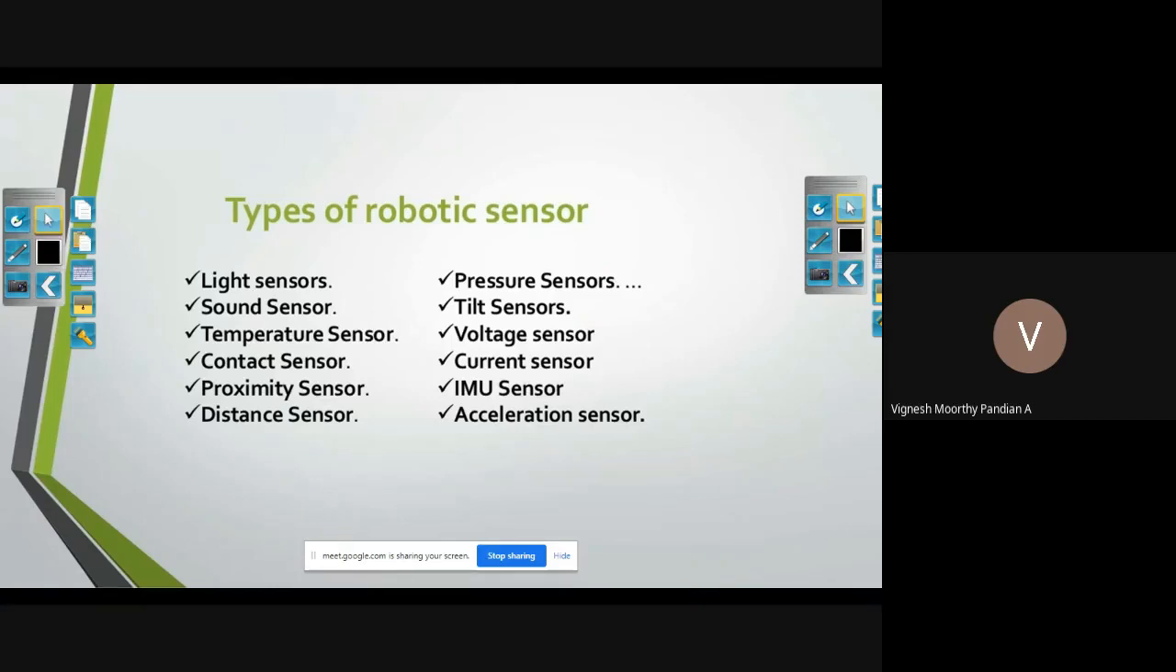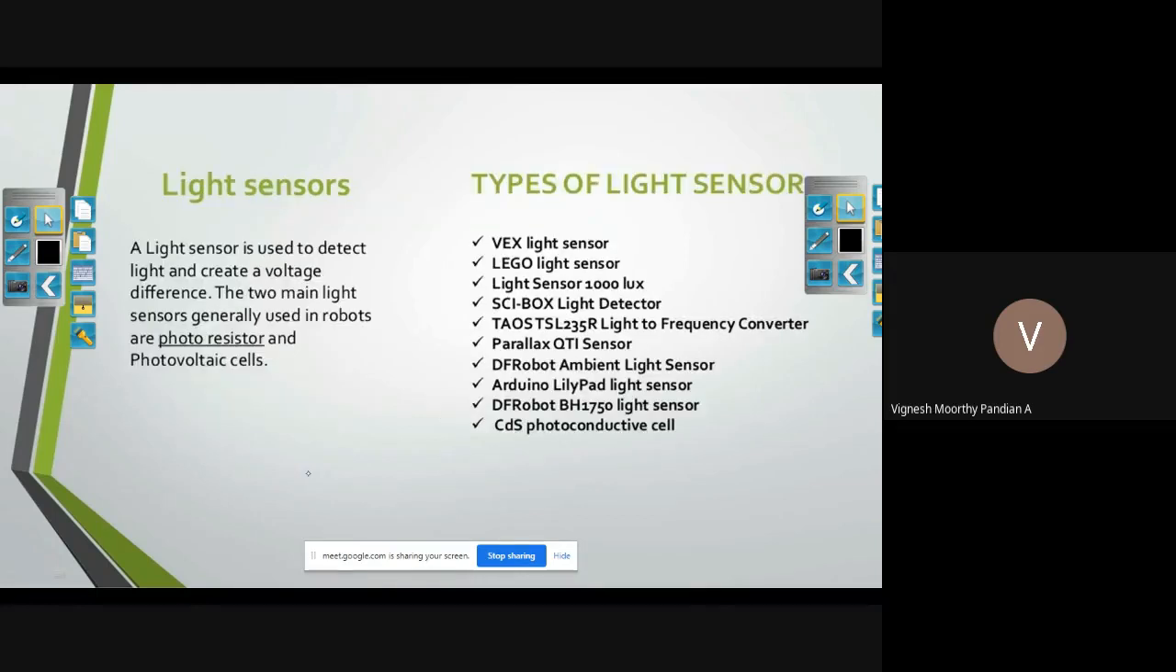Now these are the different types of sensors: light sensor, sound sensor, temperature sensor, contact sensor, proximity sensor, distance sensor, pressure sensor, voltage sensor, current sensor, IMU sensor, and acceleration sensor. Now we are going to see all these types of sensors in detail.